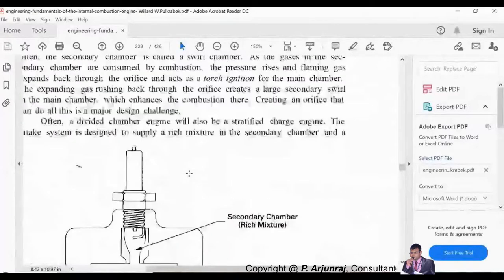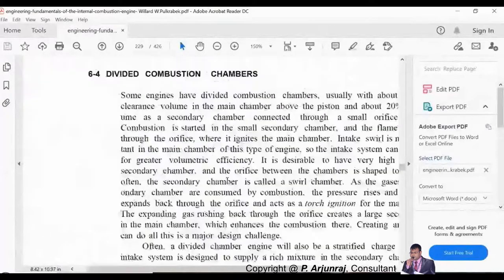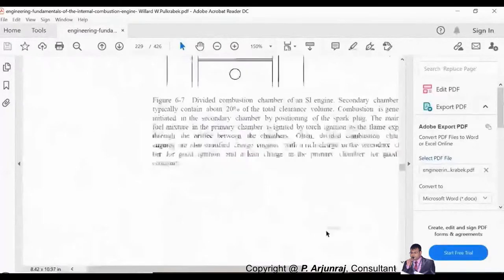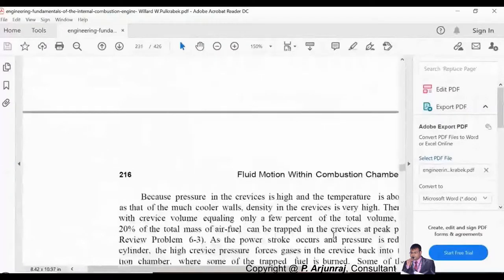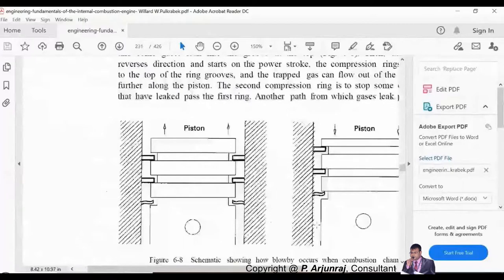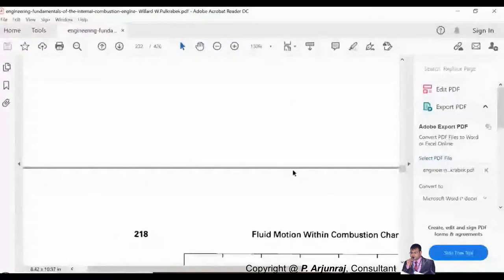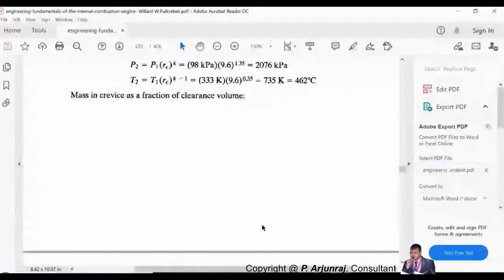So the details of the divided chambers, everything is given here. I told you that you need to avoid the piston-pumped flow of gas by providing the proper crevices. The pattern is given, you can have different patterns. I explained the pressure versus crank angle.